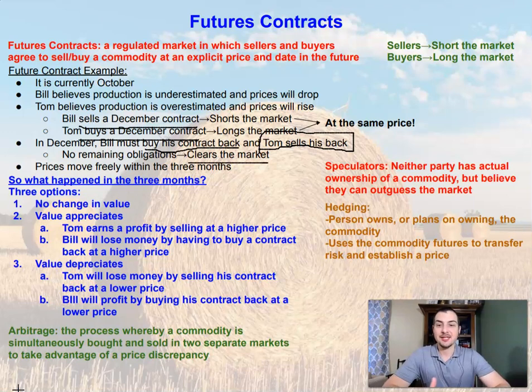So let's analyze how this all shook out. There were 3 options that could have happened. There could have been no change in value. Remember, they both engaged in these contracts at the exact same price, and it could have just stayed the same. Prices could have gone up and gone down, but they ended at the same amount. So if they end at the same amount, neither Tom nor Bill made money or lost money. They bought at the same price that they sold at, and they sold at the same price that they bought at. So there would have been no change in value.